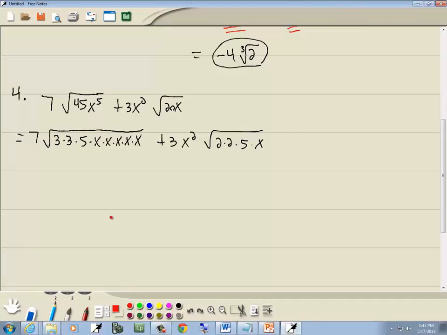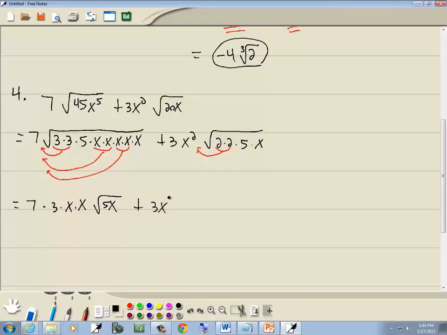Now remember, this is a square root because there's no number in a slot here, no index. With the square root, we're looking for a pair of somethings. Here's a pair of 3's, that's going to come out as a single 3. Here's a pair of x's, that'll come out as a single x. And here's another pair of x's, that'll also come out as a single x. So we're going to have 7 times 3 times x times x. And we're left with a 5 and an x inside. Now our other radical over here, we got a pair of 2's. Pair of 2's is going to come out in front. So we got plus 3x squared times 2, and we're left with a 5 and an x inside.